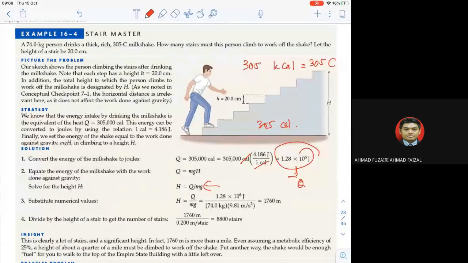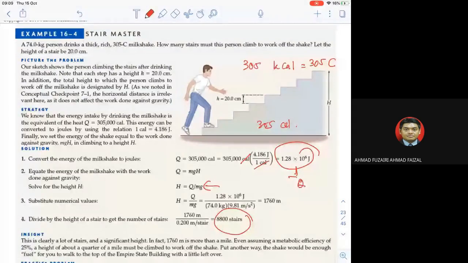1760 meters. So if one stair is equivalent to 20 centimeters or 0.2, he should climb 8800 stairs to burn off or to work off the milkshake. It's not simple, right? 305 kilocalorie can be worked off by climbing 8,800 stairs.